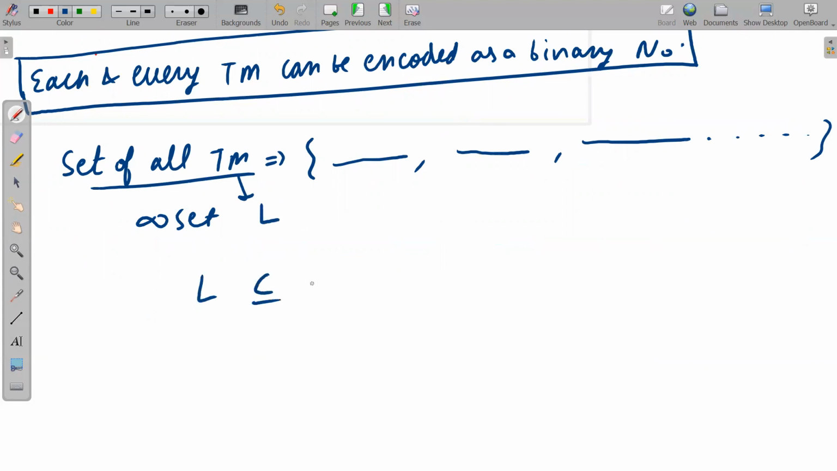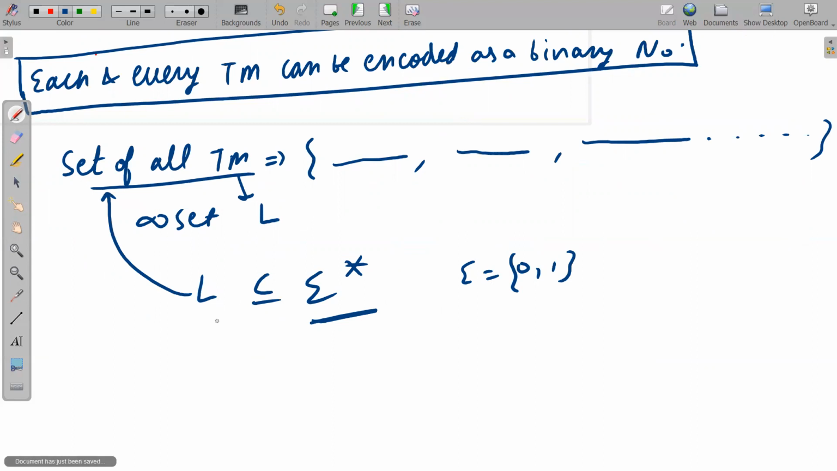Now L is what? Subset of sigma star or not? Sigma star is what? All possible strings over 0 and 1. If sigma is {0, 1}, sigma star will be all possible strings over 0 and 1. L will be a subset of this, and L is the set of all Turing machines. So directly, indirectly, what I'm saying is the set of all Turing machines will be countably infinite. Why? Because every subset of a countably infinite set is countably infinite.